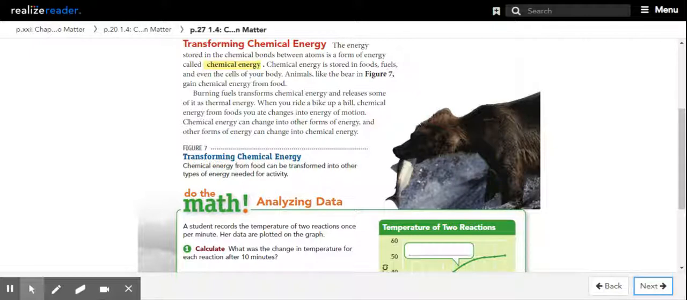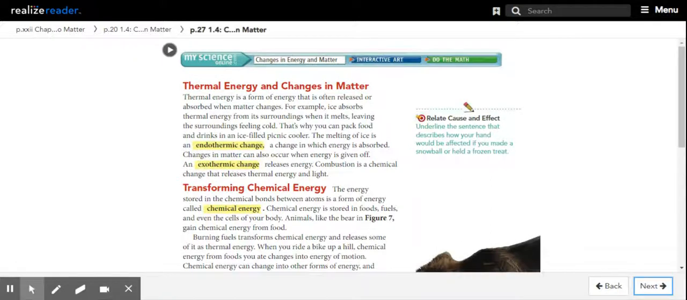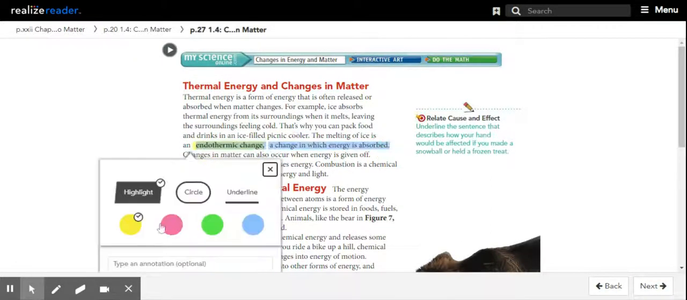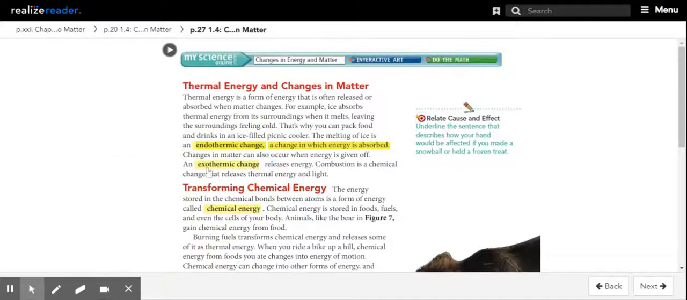So we're going to think about endothermic change and exothermic change. When ice melts, is thermal energy released or absorbed? The thermal energy is absorbed. So what kind of change is the melting of ice? That would be an endothermic change. So what is an example of a chemical change in which the thermal energy is released? That would be combustion, and that is an exothermic change. So endothermic change, energy is absorbed, and exothermic change releases energy.